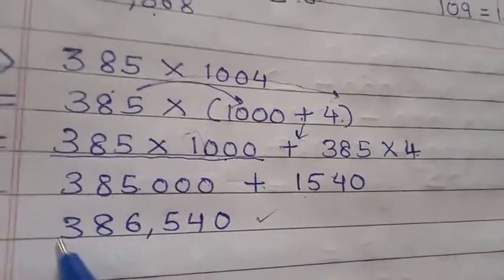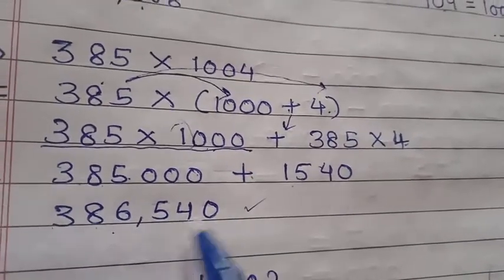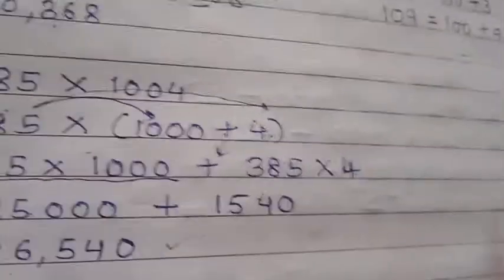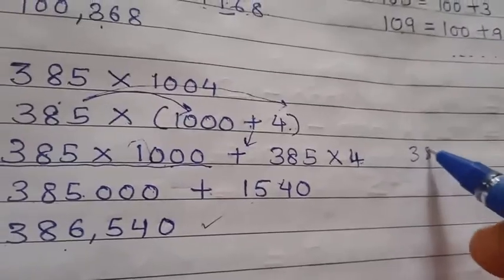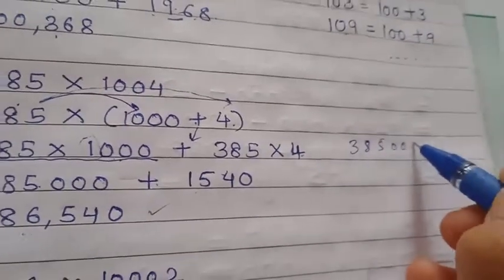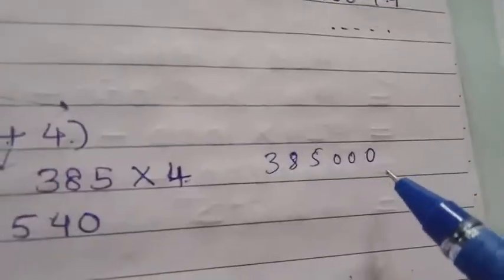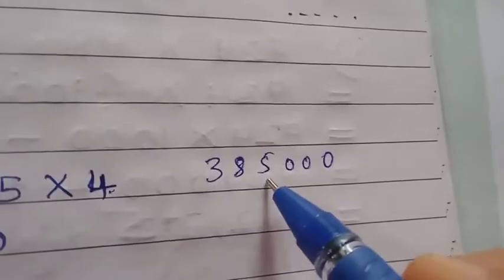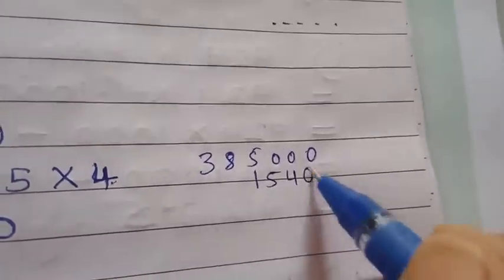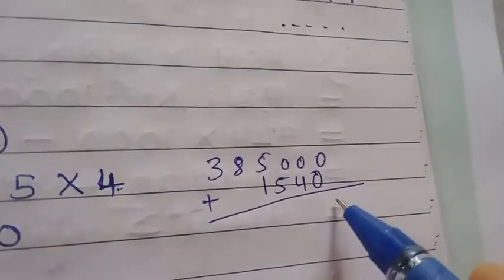That is 3,86,540. How to add also I'll tell you. Arranging numbers is very important, otherwise you will lose marks. And this is 1540, so I'll write 1540 here. And then I can add.